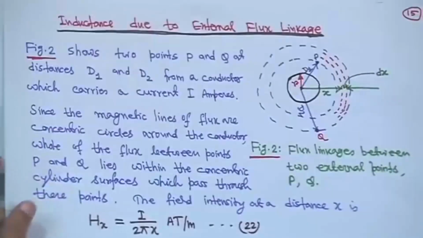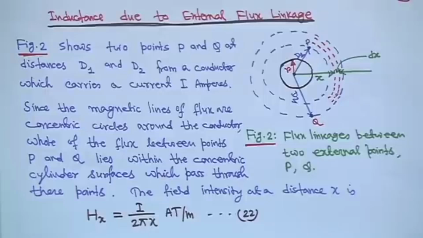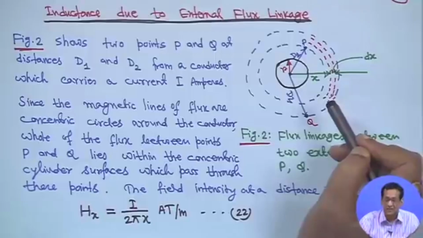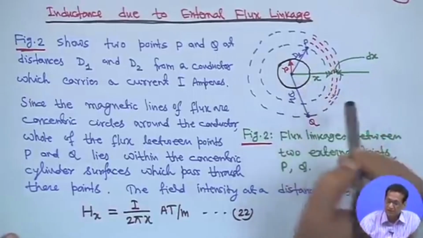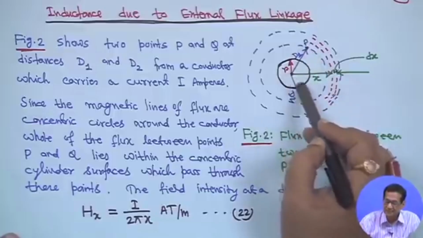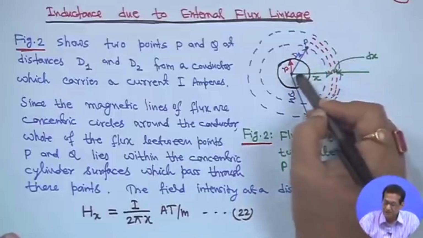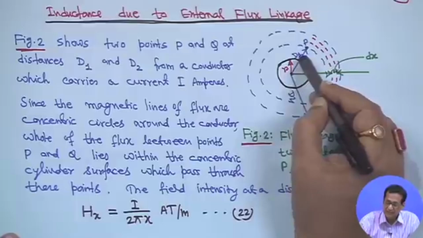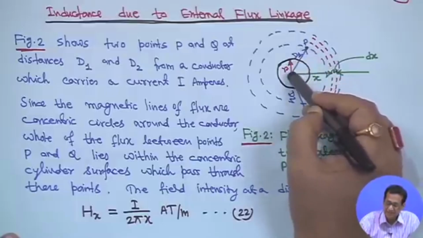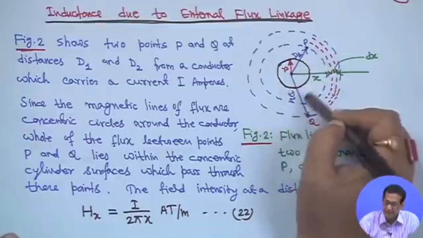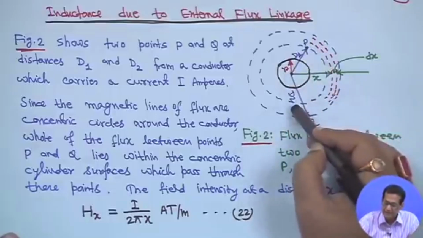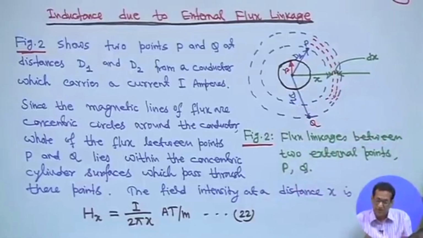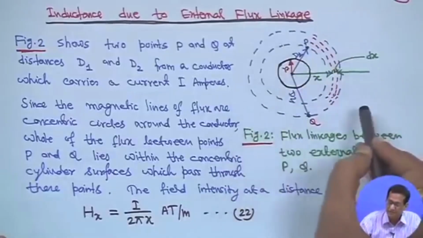Next one is the inductance due to external flux linkage. This is the cross sectional view of the conductor. We have taken the radius of this conductor as r. We have taken two external points: one is P, at distance d1 from the center of the conductor, and another point Q, at distance d2. These two points are external, and these are the flux lines we have taken.